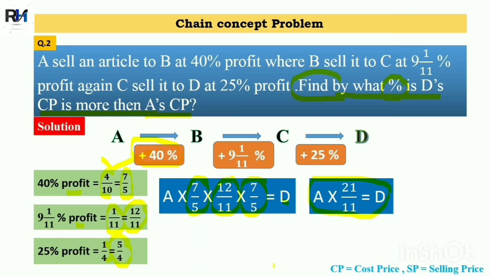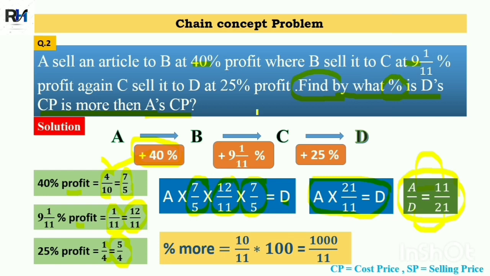As I have taken D on this side, we get the equation A by D is equal to 11 by 21. Here A's CP is 11 and D's CP is 21. We have to understand this fraction. It means initially A purchased the article for rupees 11, and D purchased the article, after this much profit was added, for rupees 21.